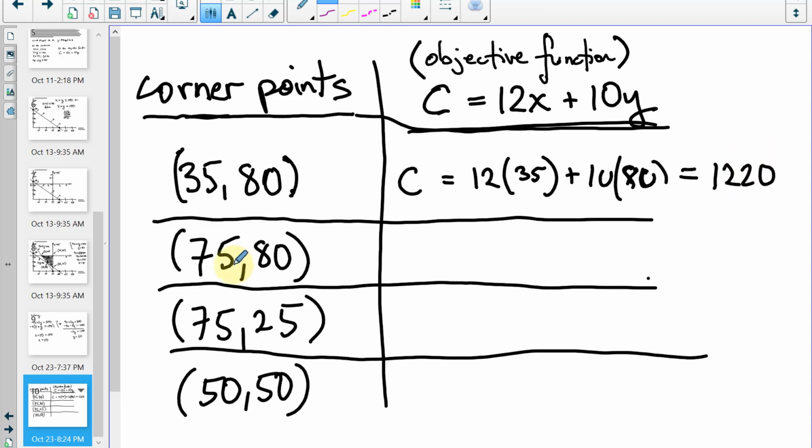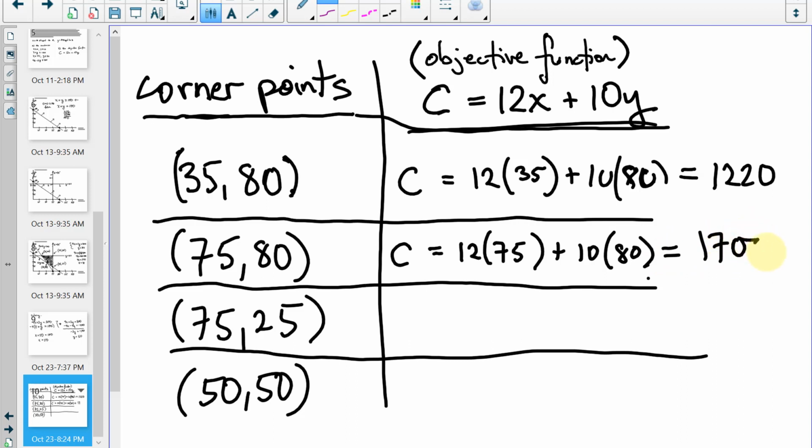Let's compare with another option. Sending 75 to warehouse A and sending 80 to warehouse B. What's the total cost there? This is $1,700, so that's a higher cost.